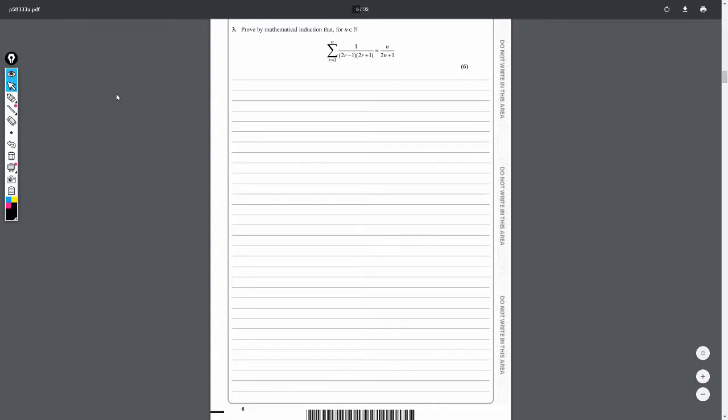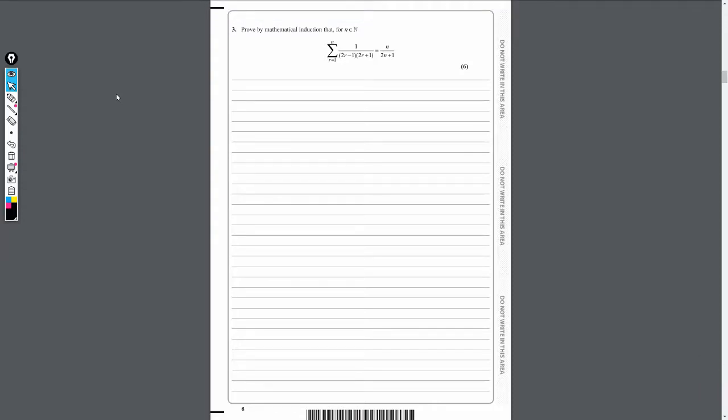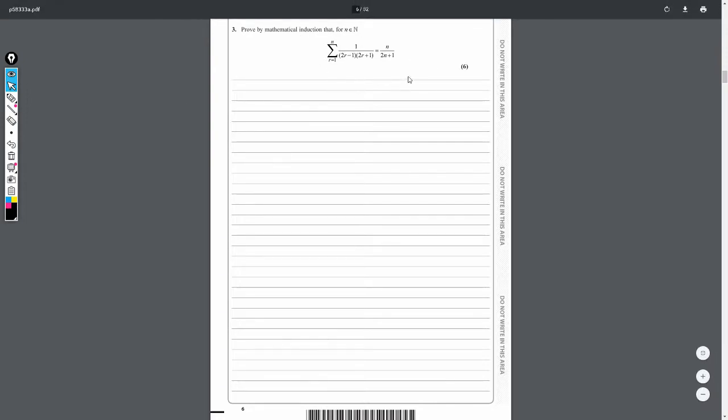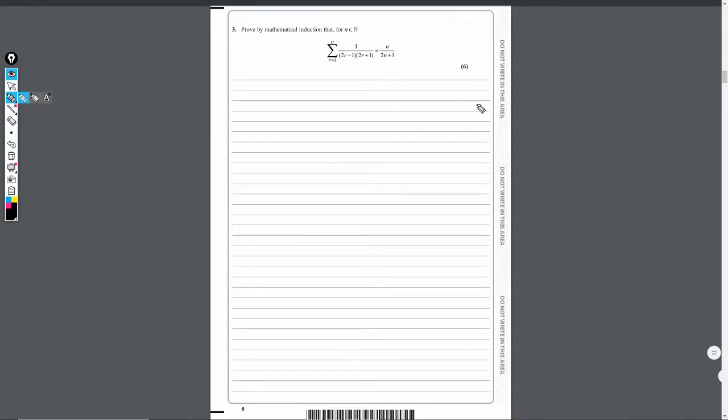Moving on to question 3 now, we have a question here dealing with proof by induction. So we've got a proof by mathematical induction that for n belonging to the naturals, this summation here is equal to n over 2n plus 1. Okay, so 6 marks for this.